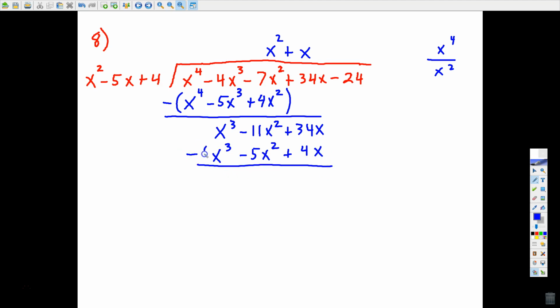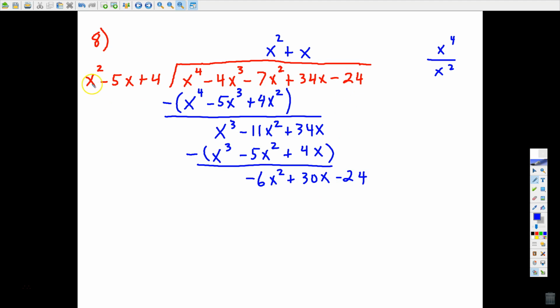Subtract. The cubes cancel. Negative 11 plus 5. Again, we have minus and negative. Negative 11 plus 5 is negative 6x squared. 34 minus 4 is 30x. And bring down the next term.